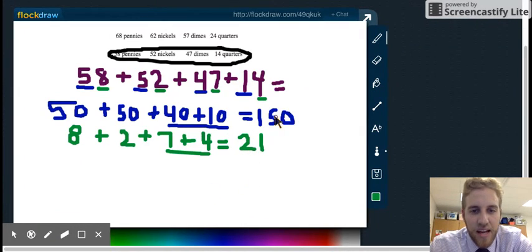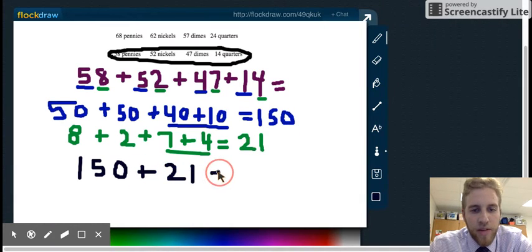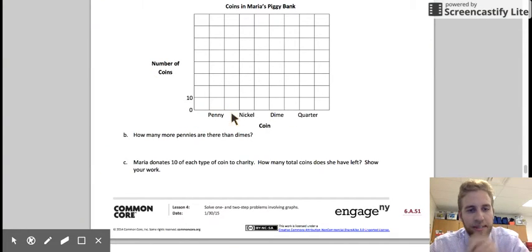Now all I have to do is add my answer from my tens, my answer from my ones, and I've got a final answer. So let me add those. 150 plus 21. And you can do kind of a quick mental math, adding by place here. 100 plus, there's no hundreds here, there's 0 hundreds. 100 plus 0 is 100. 5 tens plus 2 tens is 7 tens. And 0 ones plus 1 is 1. So your answer is 171 for question letter C.